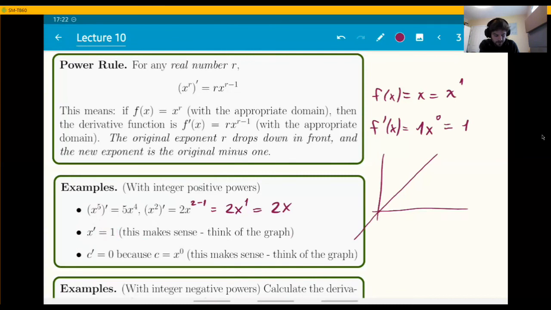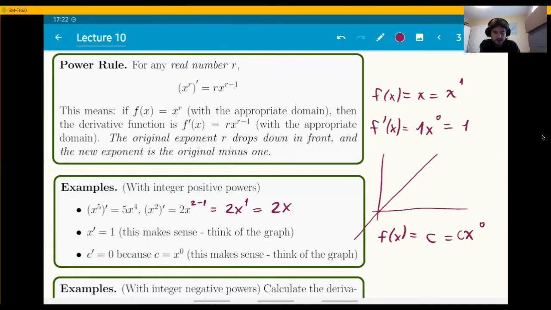Finally, c, a constant, a number c, the derivative of that is always 0. Derivative of a number is 0. How does this follow from the power rule? If you have a function that's constant equal to c, well, c is x to the 0 times c, I guess, because x to the 0 is 1.